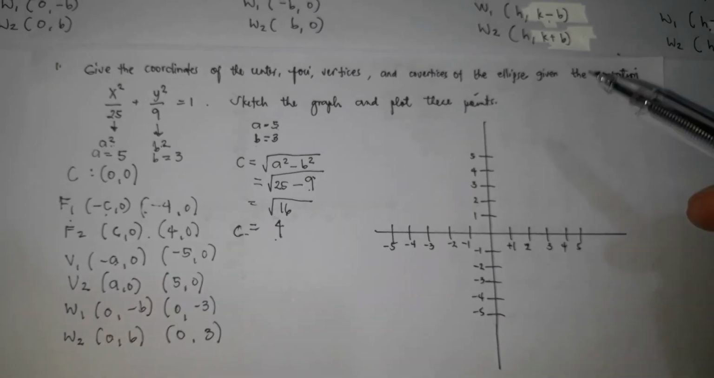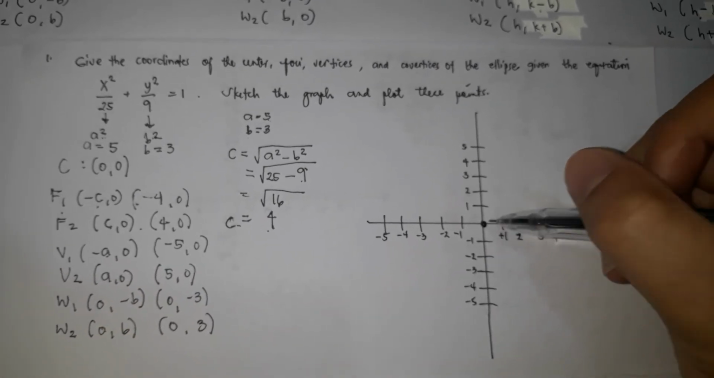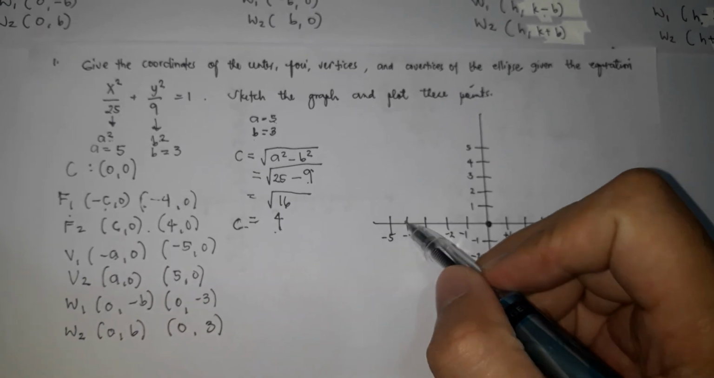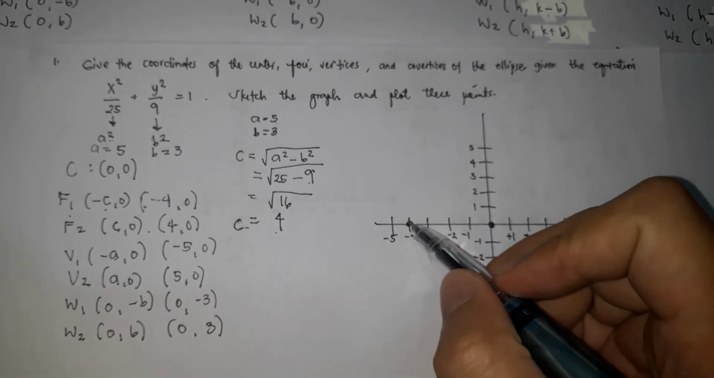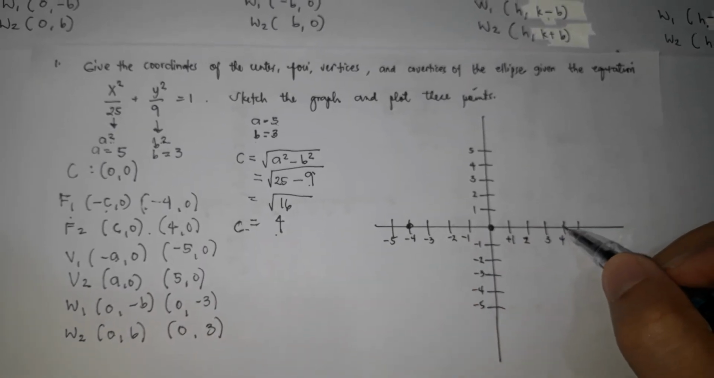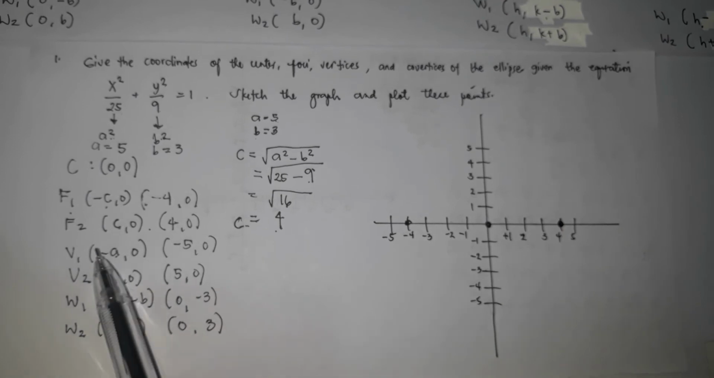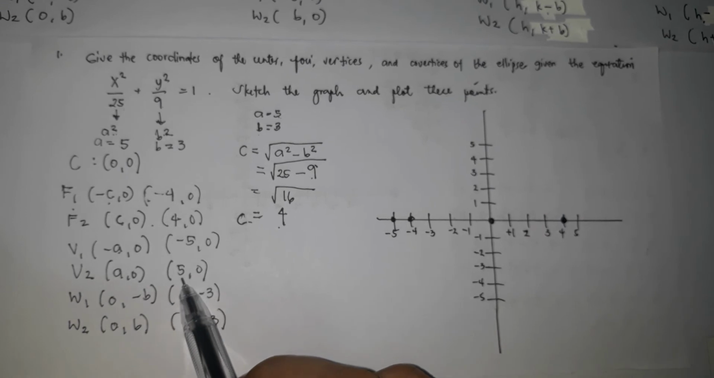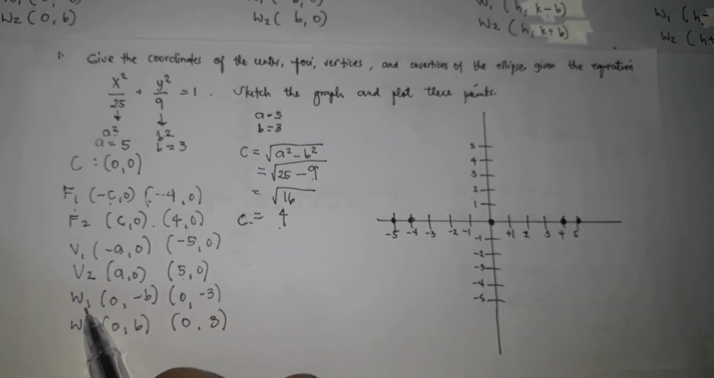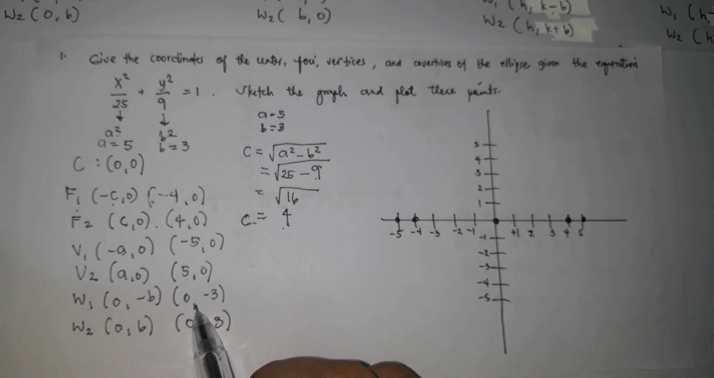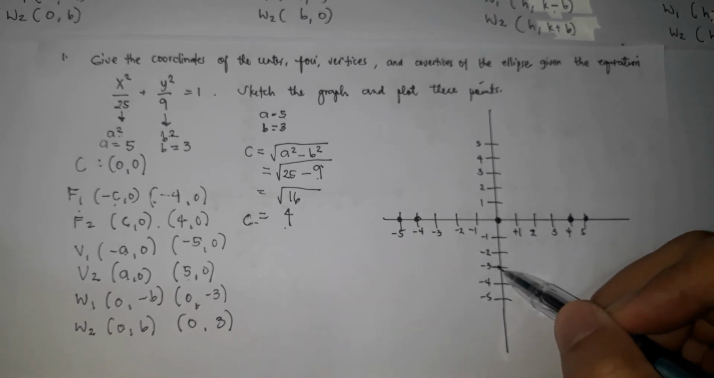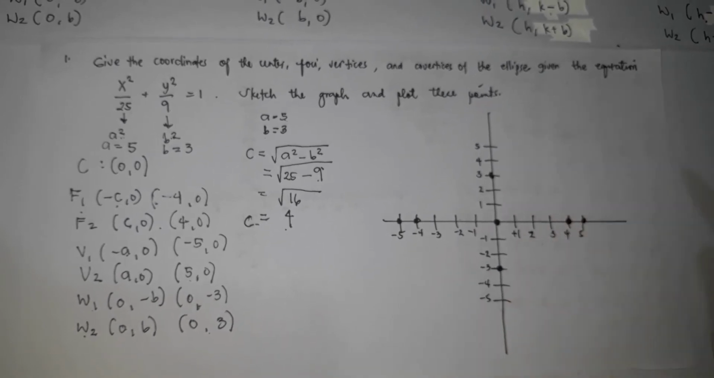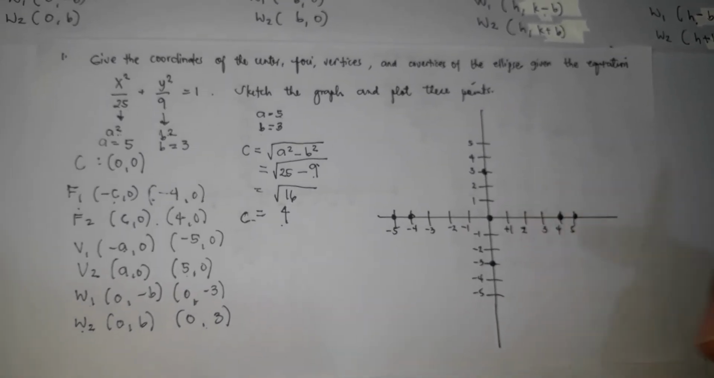So, sa center, sa 0, 0. Si foci 1 nasa negative 4, 0. Ibig sabihin kung negative 4, 0, the foci 2 is 4, 0. The vertex 1 is negative 5, 0. The vertex 2 is 5, 0. The co-vertex 1 is 0, negative 3. Co-vertex 2 is 0, 3. Connect mo lang itong nasa gilid.